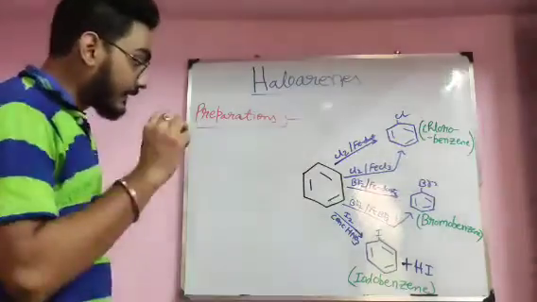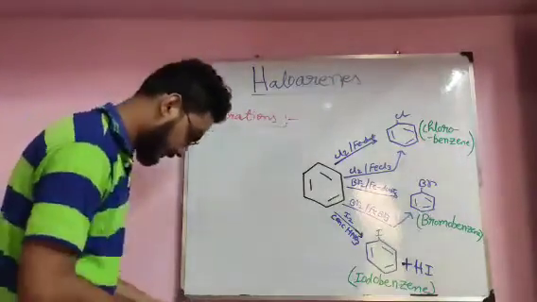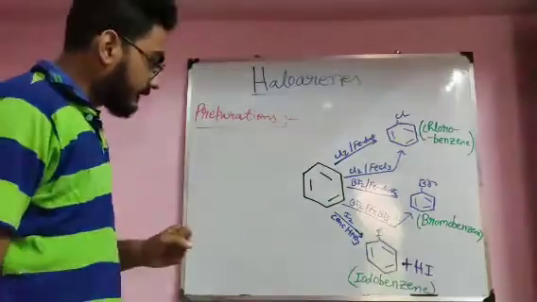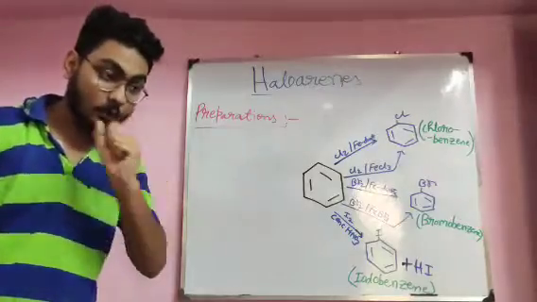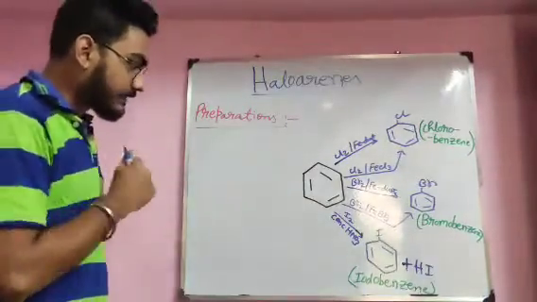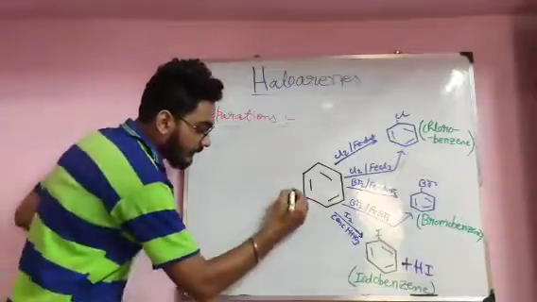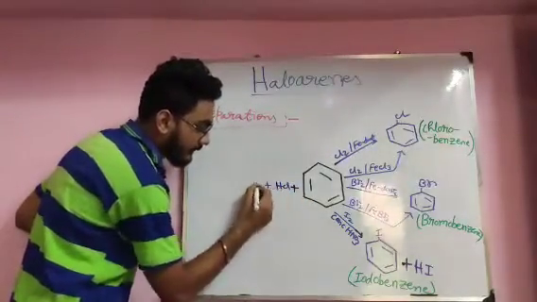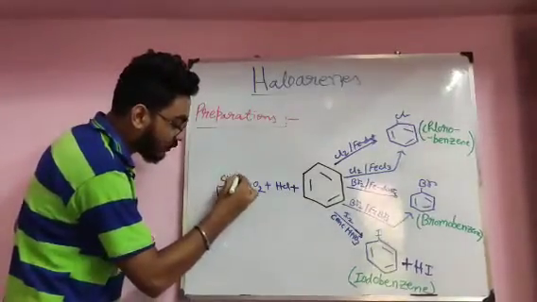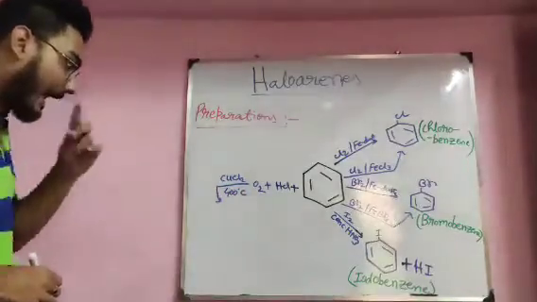Next is the Raschig process. Here we also take some reagents to form chlorobenzene. The reagents taken are, first we use HCl, air, deposited under cupric chloride, CuCl2, at a temperature of 400 degrees Celsius.